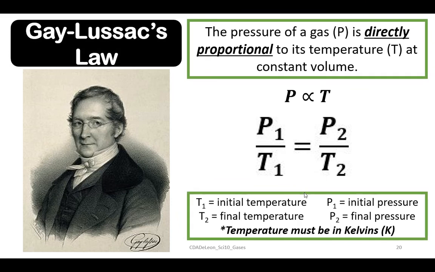Now, at this point, we will start discussing Gay-Lussac's law. So when you say Gay-Lussac's law, this is where the pressure of a gas is directly proportional to its temperature. So kung mataas ang pressure, mataas din ang temperature. Gay-Lussac's law is represented by this formula: P1 divided by T1 is equivalent to P2 divided by T2, where T1 is the initial temperature, T2 is the final temperature, P1 is the initial pressure, and P2 is the final pressure. Again, temperature must be in Kelvin.